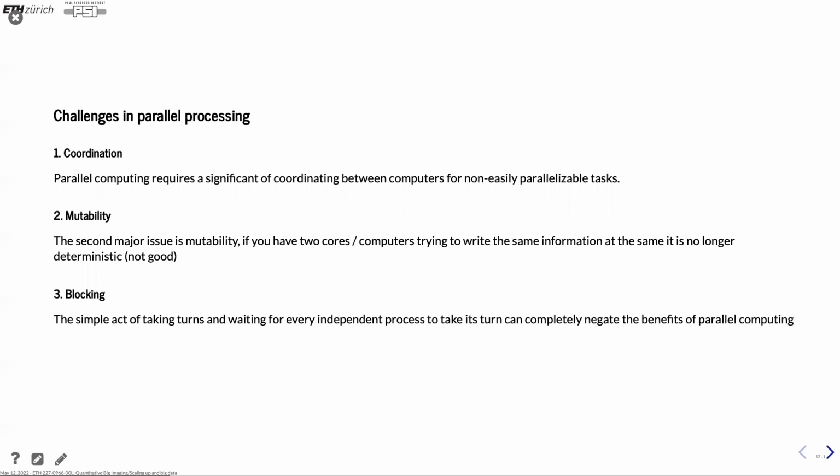And there are a couple of challenges now when we do this parallel processing. Sometimes you have to do a lot of coordination between different computers when there are tasks that are not so easy or so obviously parallelizable. The other thing is mutability: when you have done some processing in two processes and you want to write the results, and it appears that both want to write to the same memory spot. Which information is the right one? Which one should be done or which one should not?